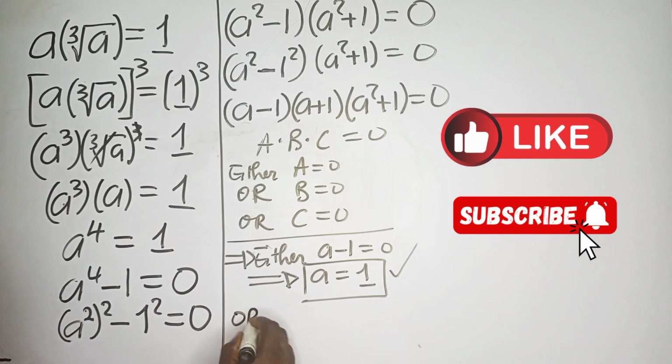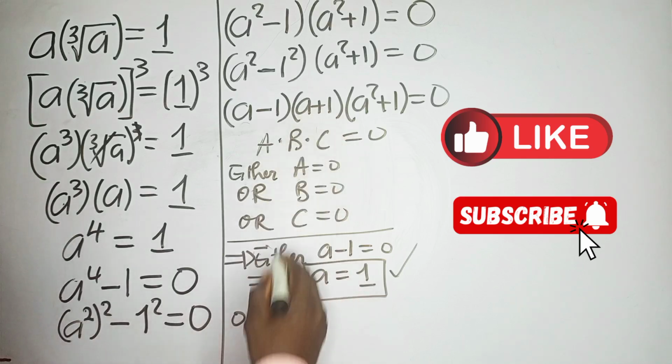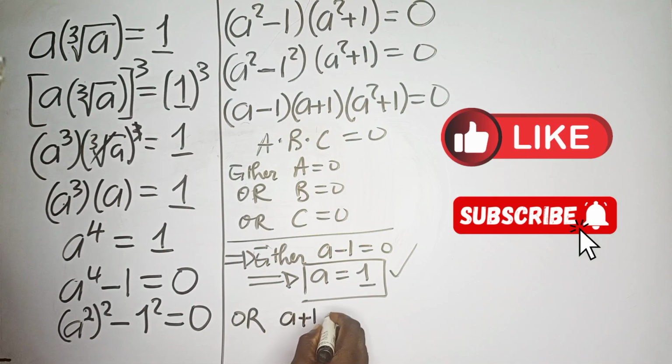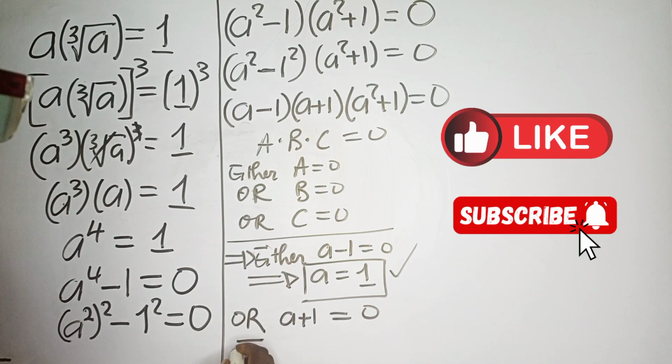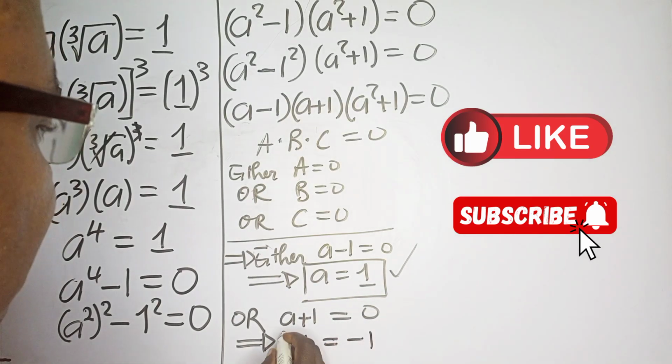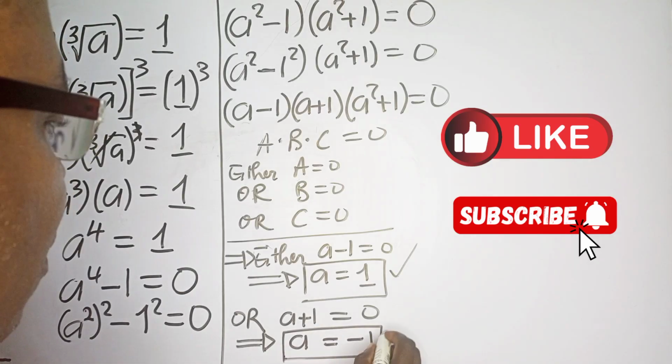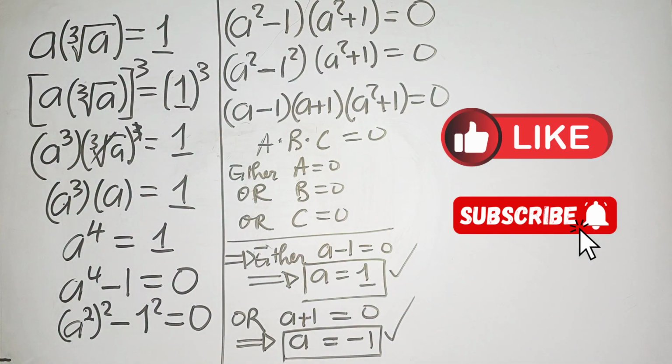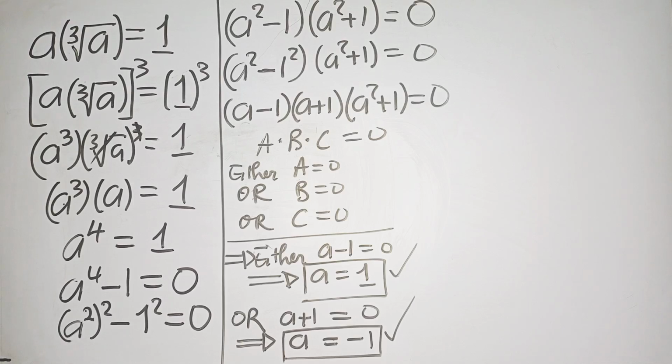Or, this is our second expression, a plus 1 equals 0. If a plus 1 equals 0, we simply take this plus 1 from the left hand side to the right hand side to obtain a equals negative 1. This gives us our second solution. We've gotten the first two solutions. They are all real numbers. So this equation actually has two real solutions already. We still have two solutions to get. Where do we get those two solutions?